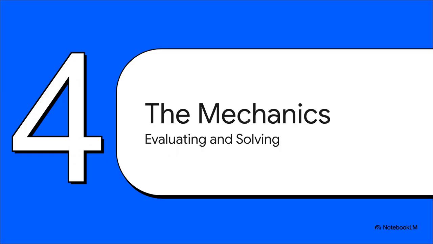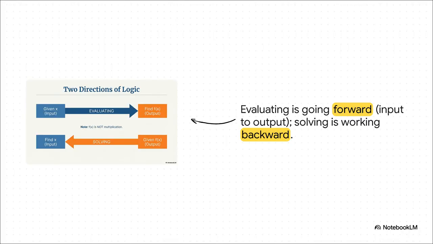Section 4. The mechanics. All right, now that we can read the language, it's time to actually use it. And there are really two main things we do with functions: evaluating and solving. You can think about this as going in two different directions. Evaluating is the forward direction. You're given an input, an x, and you run it through the function to find the output, the f of x. Solving is working backward. You're given the output, and you have to figure out what input must have gone in to get that result. And please remember this note. f of x does not mean f times x. It is not multiplication. It's just notation.